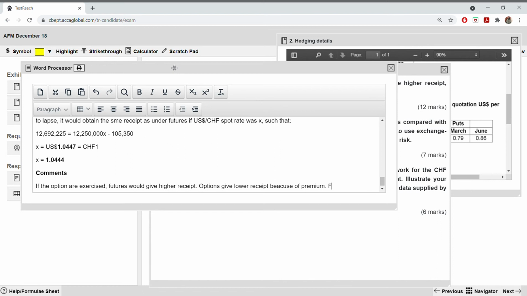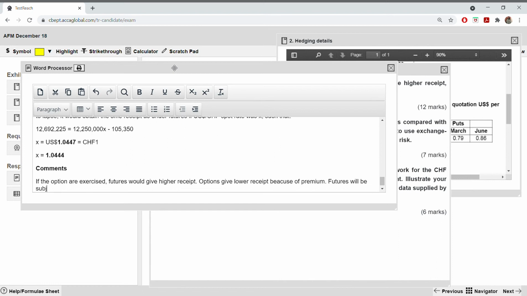On one hand, you are saying future would give a higher receipt. Correct? Now you are giving the cons of the future. What are the disadvantages of futures? One line is enough. One advantage, one disadvantage is more than enough. Futures will be subject to, what? Subject to basis risk. Remember, we have basis risk.